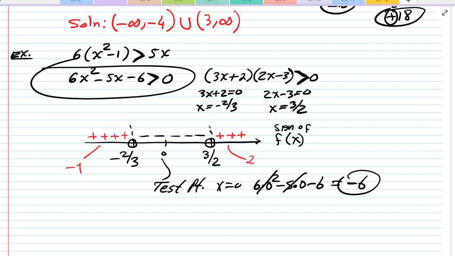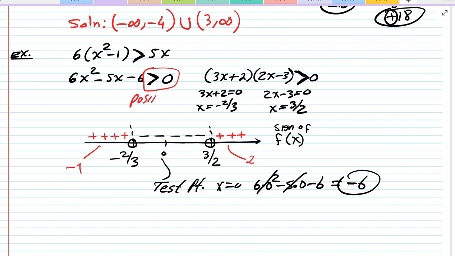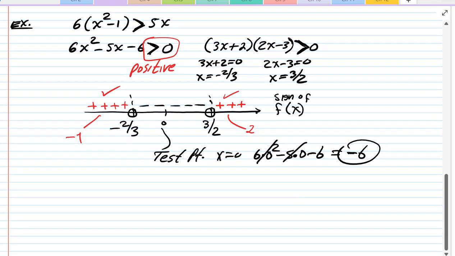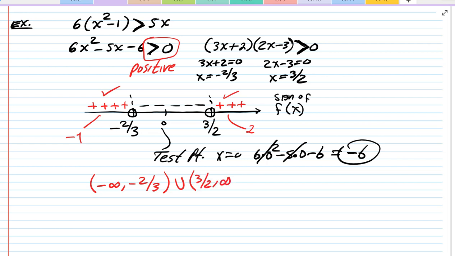And what are we looking at here? Well, greater than 0 means positive, correct? Positive values. And positives occur on the lower and the upper segments of the number line. And there you go. We are done. -infinity to -2/3, parentheses, union 3/2 to infinity. And that will be the solution to this one.